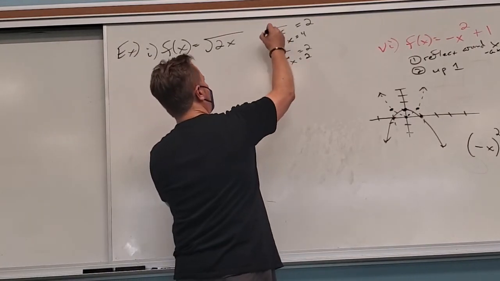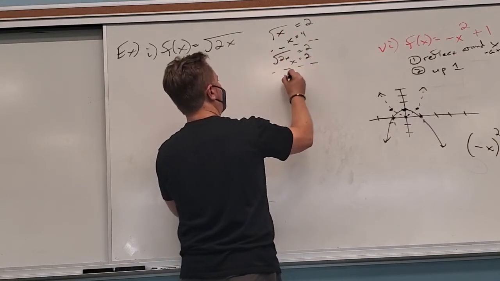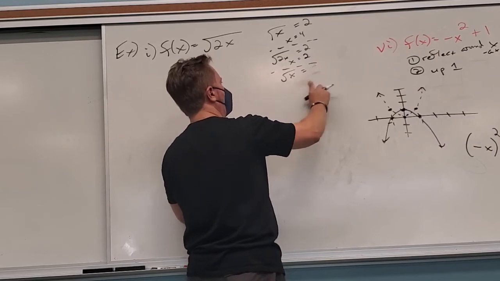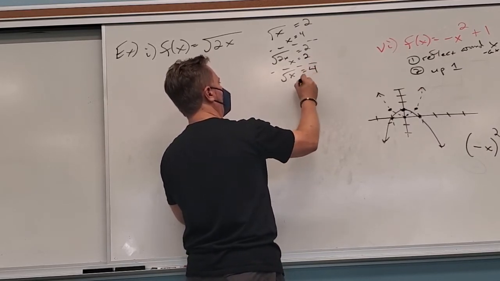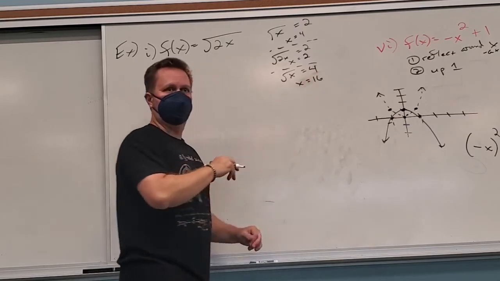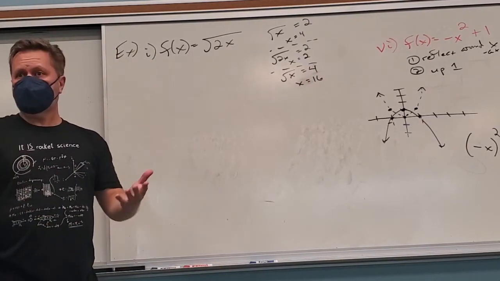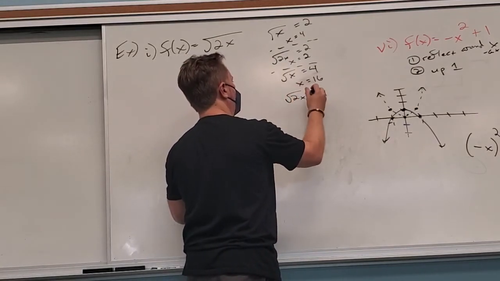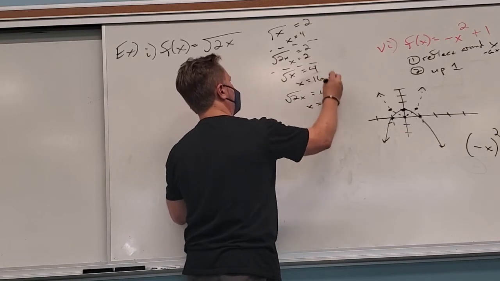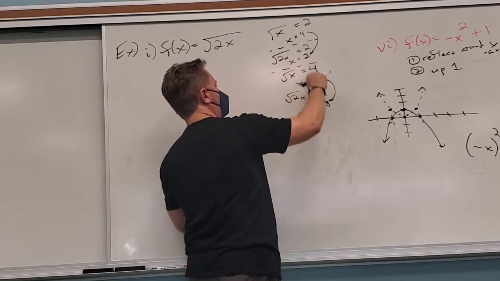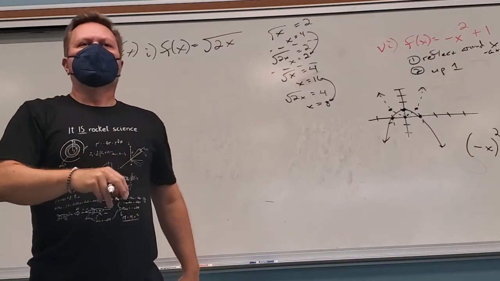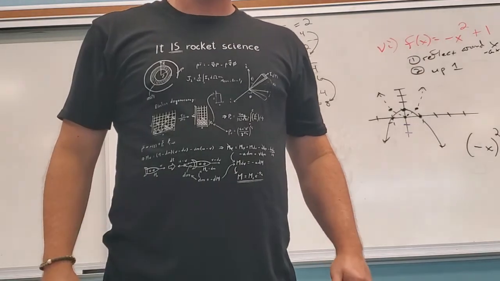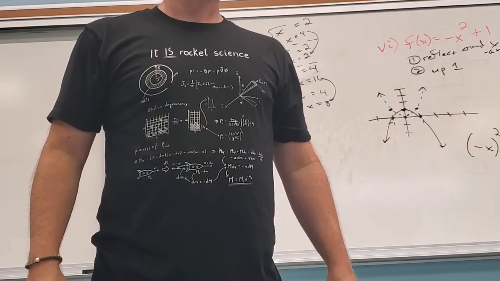Did I subtract 2? Probably not, because it's a multiplication, but let's do another one. If I want the square root of x to be 4, what would x be? 16. Right? Yes? What if I wanted this to be 4? What would x have to be? 8. How does that relate, each time? How does 8 relate to 16? 8 is what of 16? 2 is what of 4? 2 is not twice 4. Half.